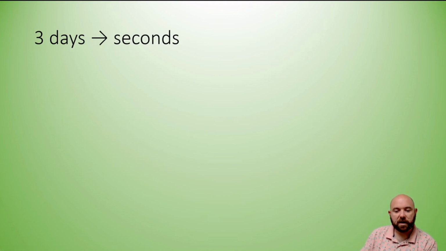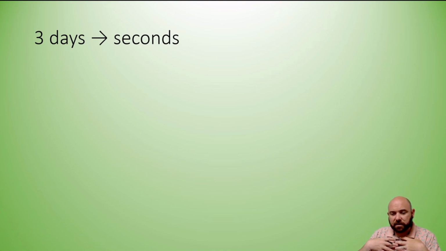Here on this slide, we are asked to convert 3 days into seconds. This is a good problem for a couple of reasons. First of all, it's going to be one that you probably would be expected to come up with your own conversion factors, because you know already the conversion factors that will help you solve this problem, even though you may not know them as conversion factors right now. So we're going to try to convert 3 days into seconds.